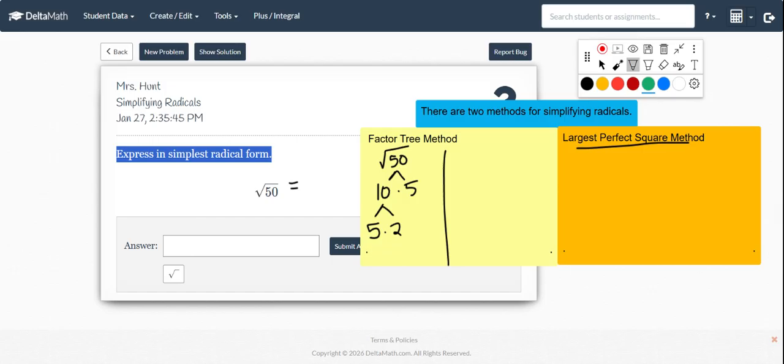But how do you write your answer? Well, first thing we need to do is look at the ends and look for pairs. They don't have to be next to each other, they just need to exist. There's a pair of 5s, so I circled them in green. Pairs come outside the radical. And there's a single 2 that stays on the inside. So the answer to this, as a decimal, is 7.071, but it's also 5 square root of 2. If I were to type this into Desmos, it would give me this answer as well.